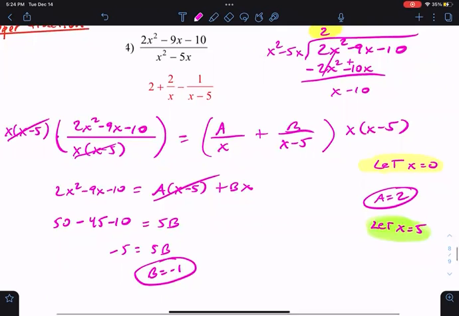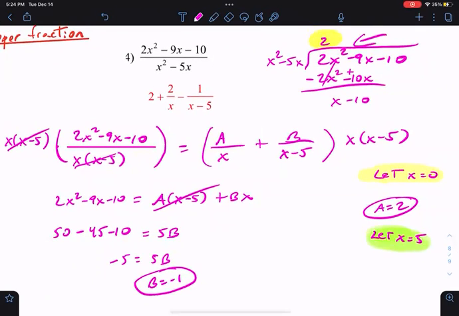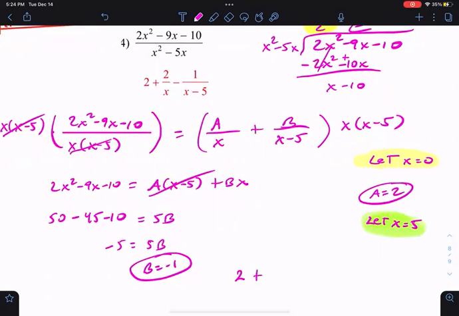So you put this from the long division: you put 2 plus what's b? A is your 2 over x, and your b is negative 1 over x minus 5. And that's it. That's your answer.